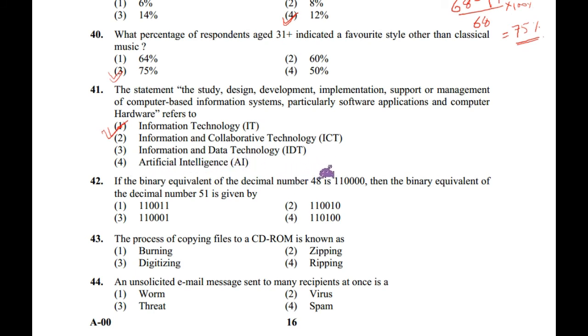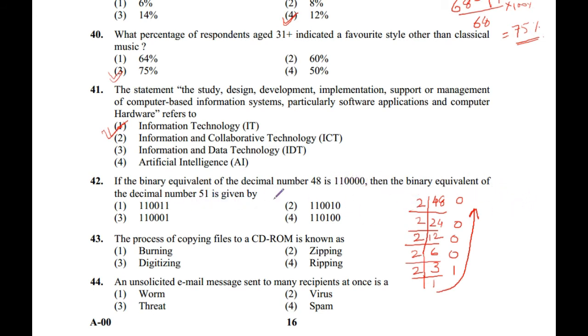If the binary equivalent of the decimal number 48 is 110000, then the binary equivalent of the decimal number 51 is given by. So this question is nothing but a decimal to binary conversion. First I will check 48. Here I will give you the method to calculate the binary number from decimal. Divide 48 by 2, and write the remainder. It will be 0. Again 12, remainder 0. 6, remainder 0. 3, remainder 0. And 2 ones are 2, and the remainder will be 1. Now we will read this number from bottom to top. It will give us the binary number 110000.